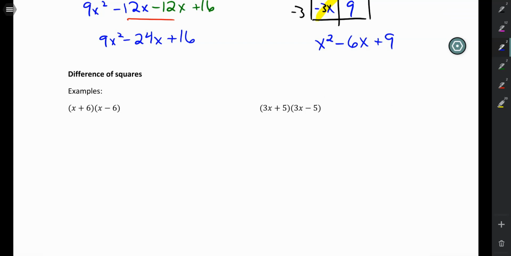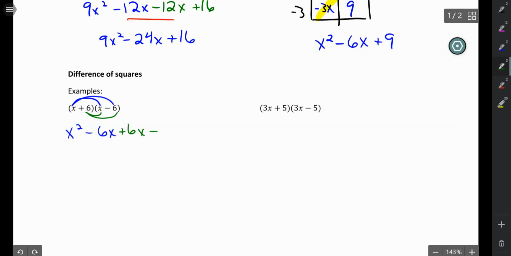This is called a difference of squares, and I love these. These are great. The nice thing about these is we've already got both of them, but watch what happens as we multiply. So here's my x times x, and my x times negative 6. Let's do that double. 6 times x, that's positive 6x. 6 times negative 6 gives me negative 36.